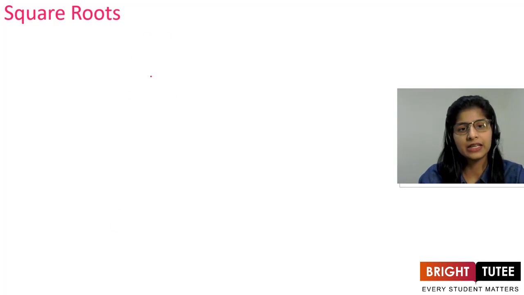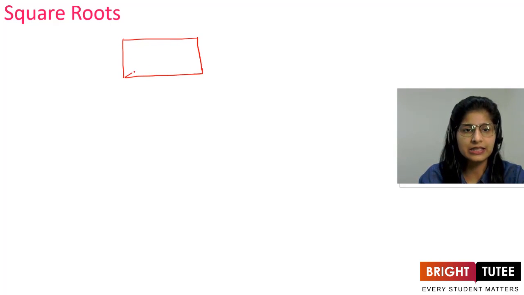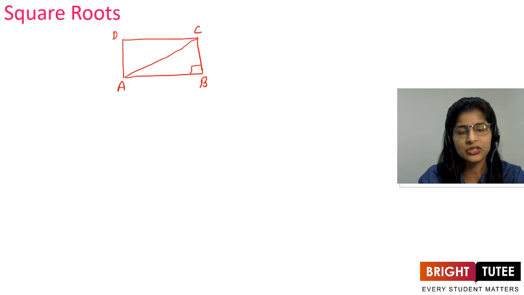Suppose I give you a rectangle like this. Let this be a rectangle, and this is the diagonal that I have drawn. I'm naming it A, B, C, D. We have done in the chapter Understanding Quadrilaterals that in a rectangle, each angle is equal to 90 degrees. Now, suppose you know one side is 3, and the other is 4. These are given to you. So, what will be AC?